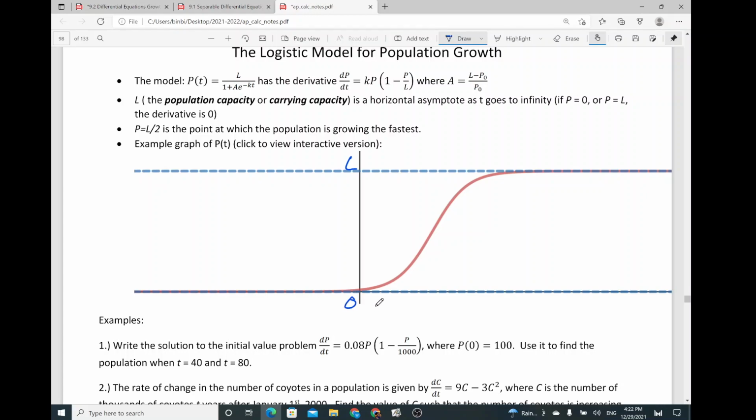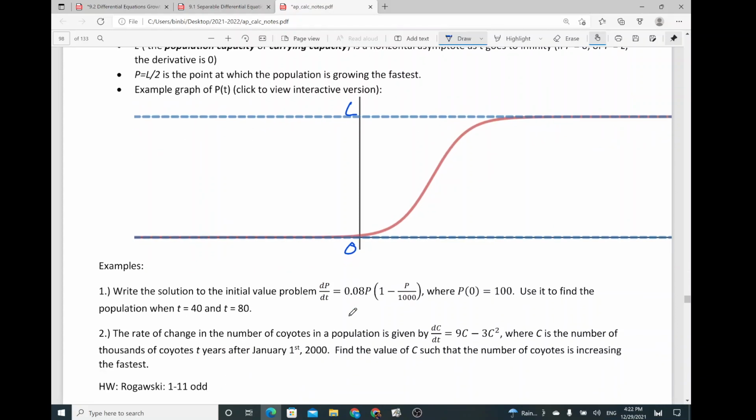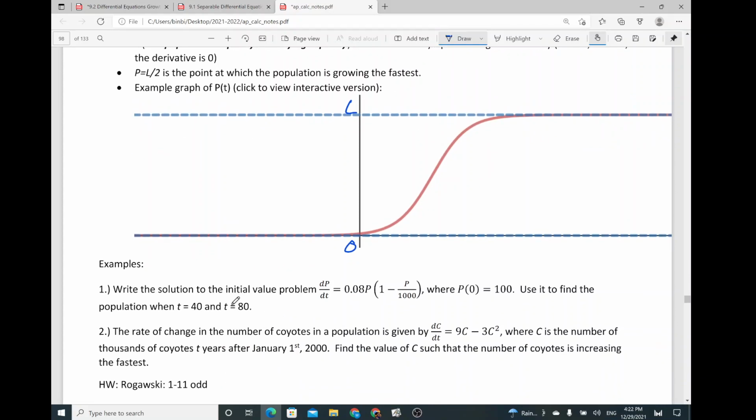Okay, so using the model to find the population's original function: write the solution to the initial value problem with dP over dt equals 0.08 times P times the quantity of 1 minus P over 1000, where P of 0 is 100. Then use it to find the population when t equals 40 and when t equals 80.